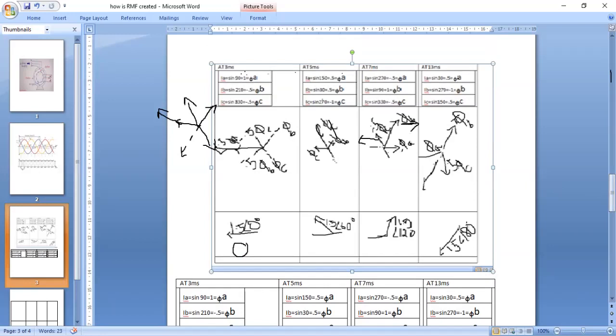Sorry, this is 180 degrees with reference to the 1.5 vector at 7 milliseconds. So what was the direction of the 1.5 vector at that instant? It is just opposite, totally opposite.